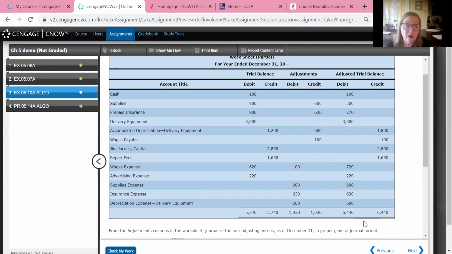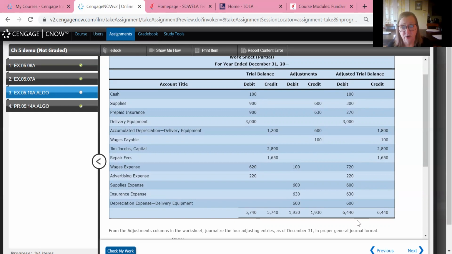In this problem, though, they already did the adjustments, and then they pulled the adjusted trial balance by just changing the balances to what they are after the adjustment. So you notice that cash has a debit balance, and it still has a debit balance because there's no adjustment made. But supplies had a $900 debit balance. It took a credit of $600. So the ending balance is only $300 in this case. And every one of them is like that. If there was an adjustment made, it changed the trial balance amount to reflect that adjustment. So that's all this is.